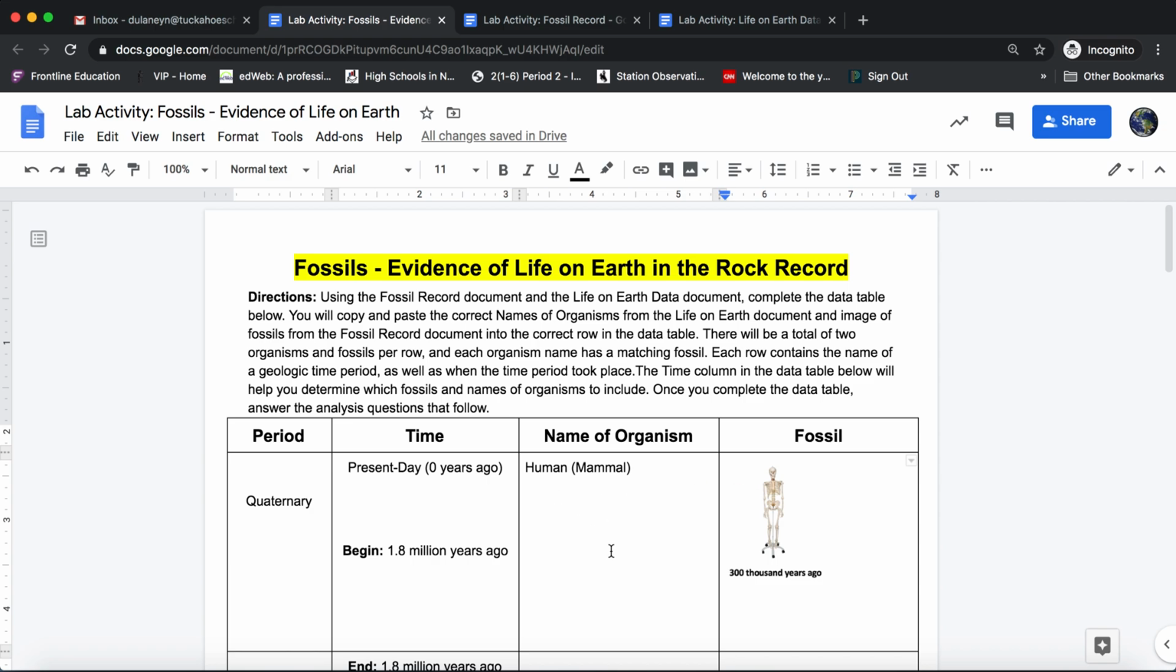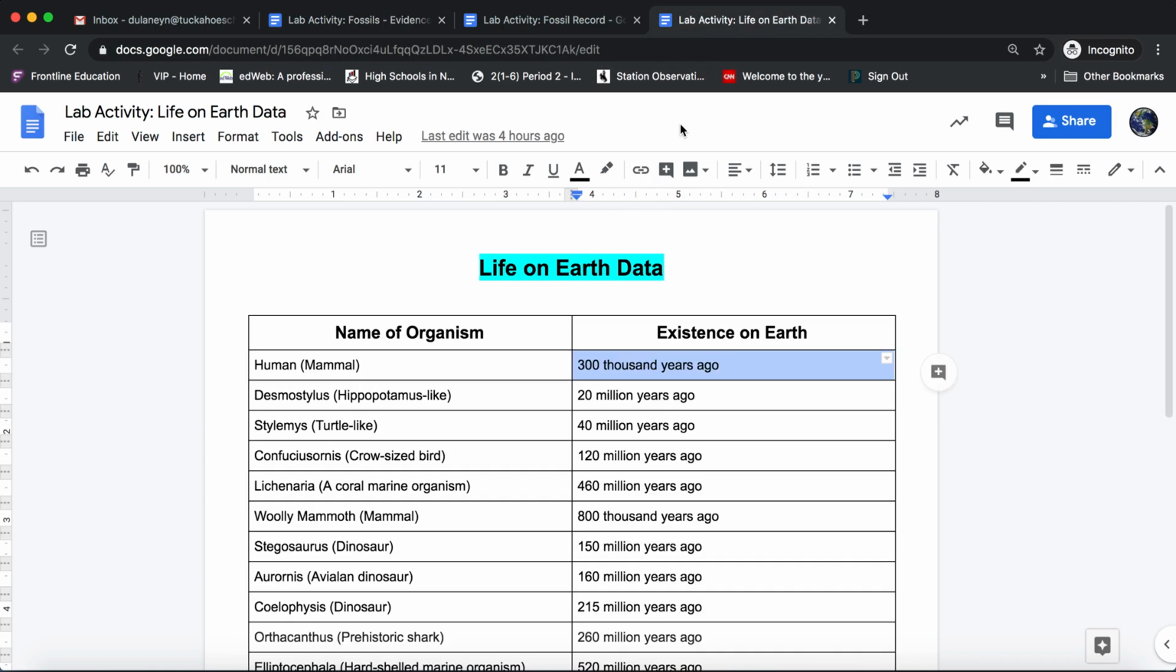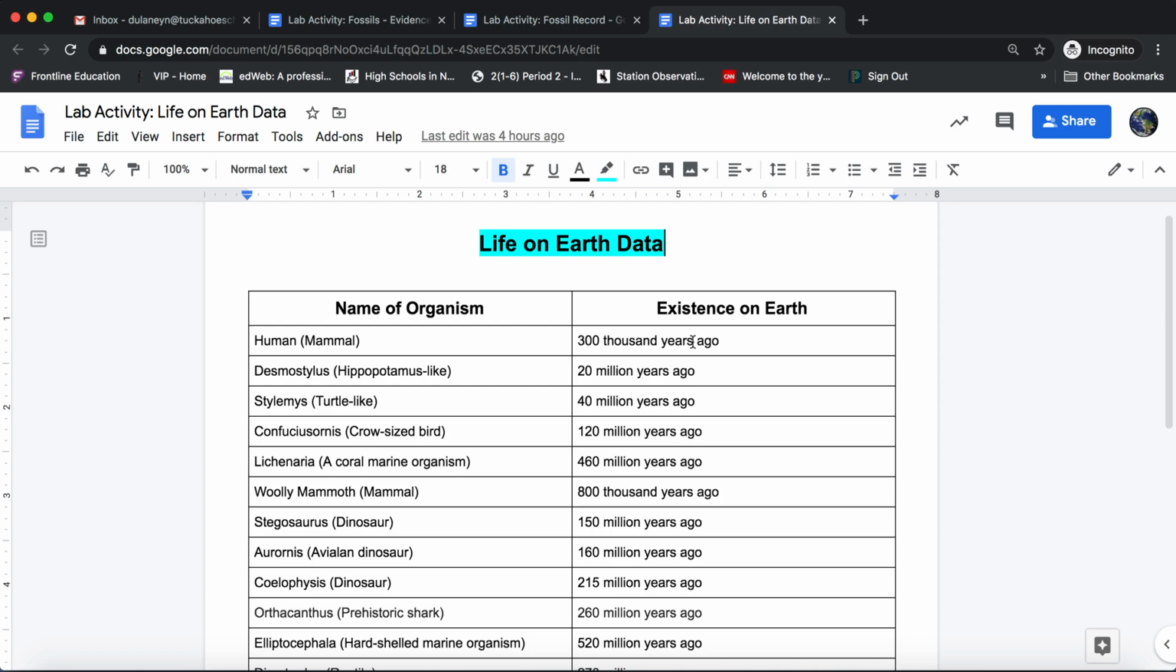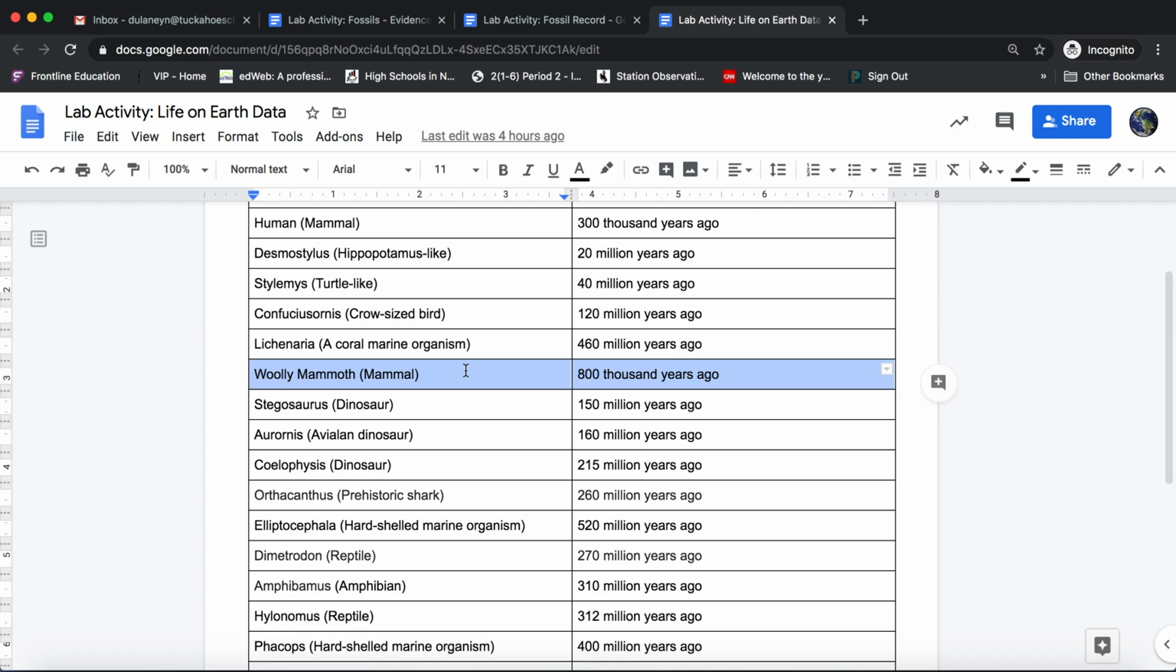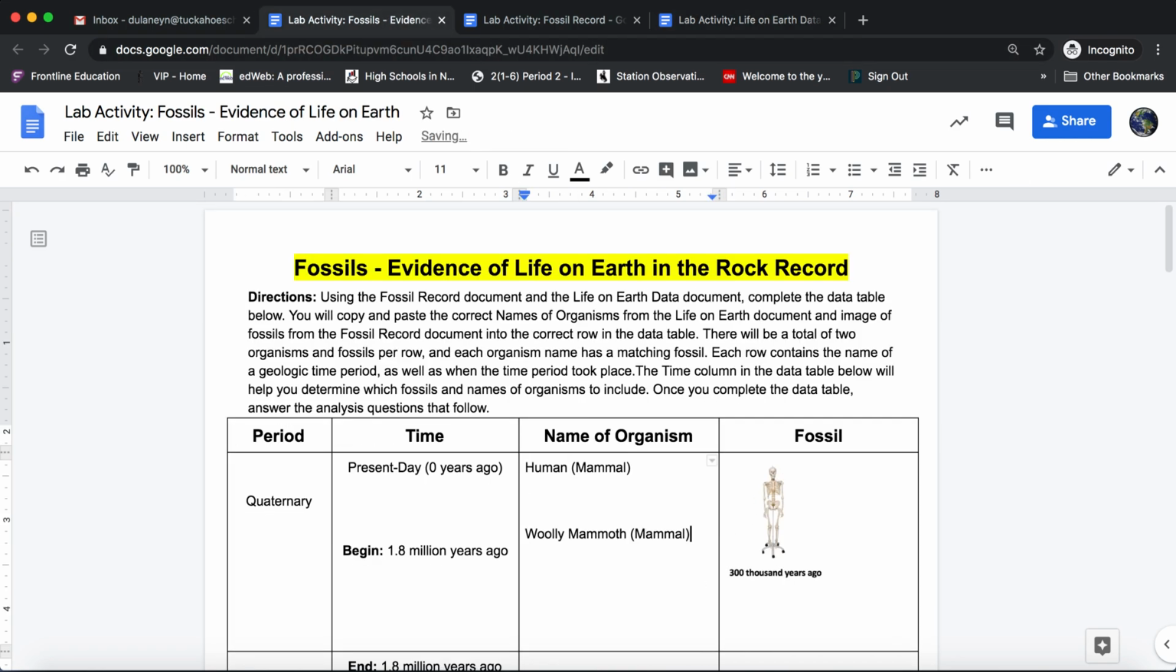But now, remember, every single time period has 2 organisms and 2 fossils. So I have 1 more to find. I need to find another organism that existed between 0 years ago and 1.8 million years ago. So I'm going to go back to my Life on Earth data, and look at the existence on Earth time to find something else that fits. And here we go. I have the woolly mammoth, which existed 800,000 years ago. So that also fits our criteria for that first time period. I'm going to copy and paste the name for woolly mammoth into my chart.